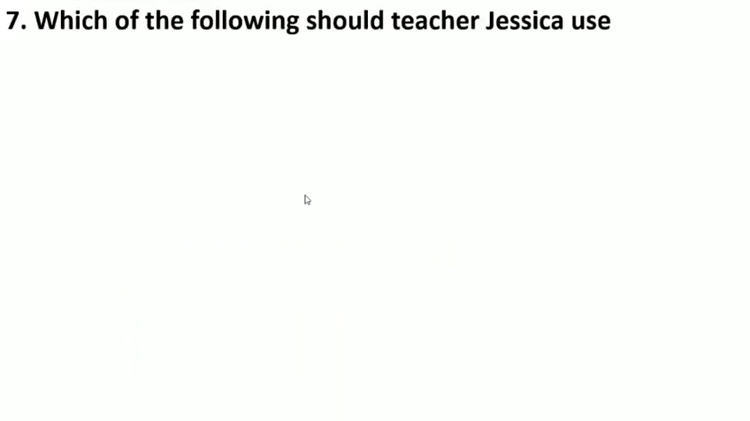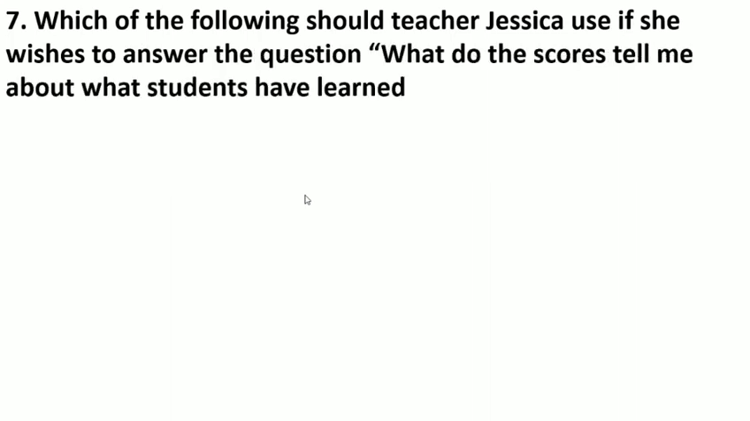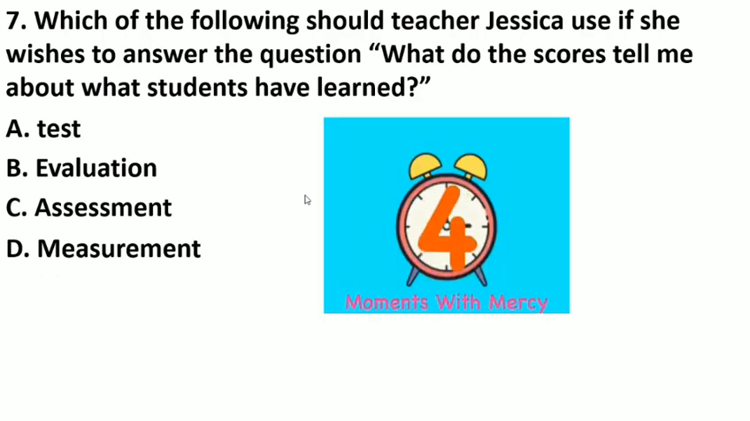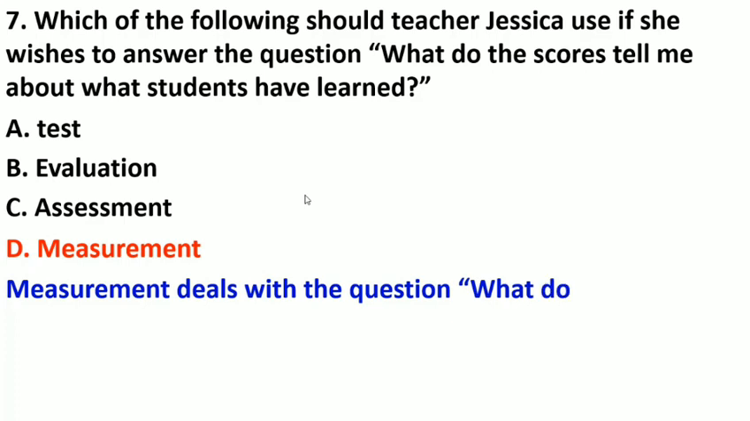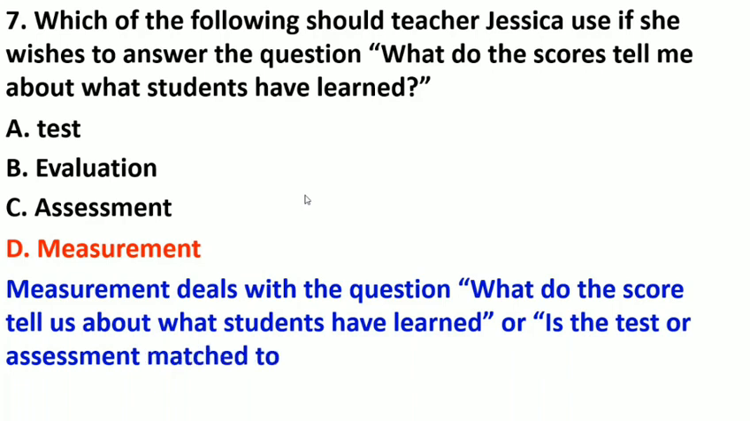Which of the following should teacher Jessica use if she wishes to answer the question, what do the scores tell me about what students have learned? A. Test, B. Evaluation, C. Assessment, and D. Measurement. The correct answer here is option D. Measurement. Measurement deals with the question, what do the scores tell us about what students have learned, or is the test or assessment matched to the learning goal?